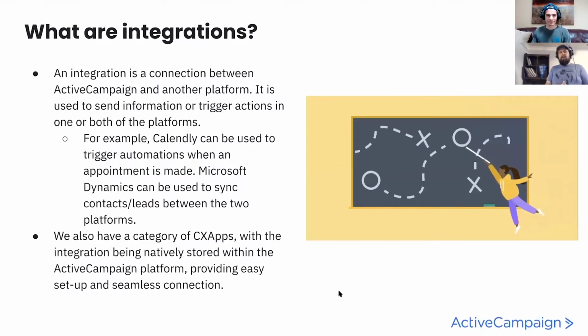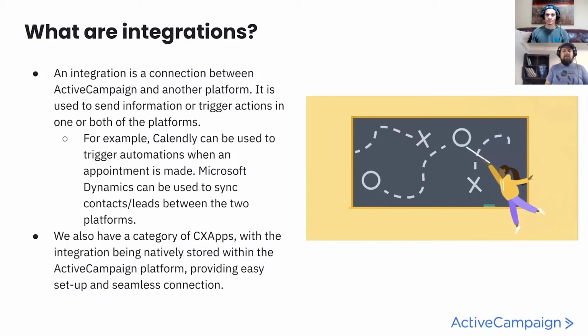So what are integrations? Well, an integration is a connection between two platforms, but specifically on today's show, we'll be talking about ActiveCampaign and another platform or tool you use. It's used to send information or trigger actions in one or both platforms. We have a couple of examples here. For instance, Calendly can be used to trigger automations when an appointment is made, or perhaps you are syncing contacts and leads between Microsoft Dynamics and ActiveCampaign.